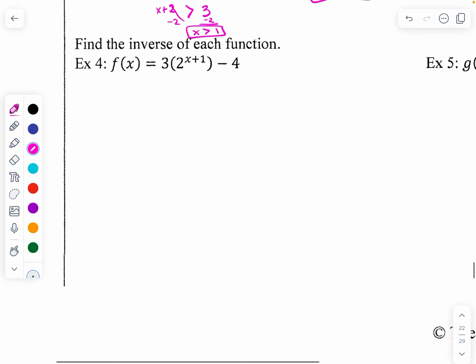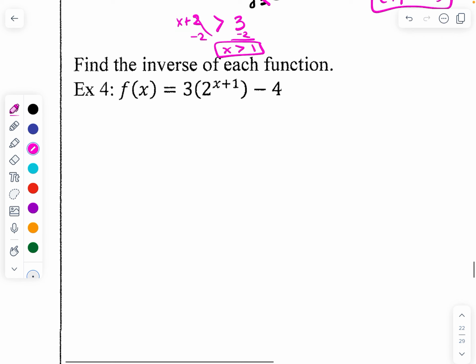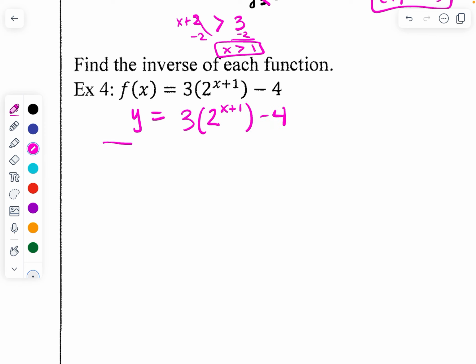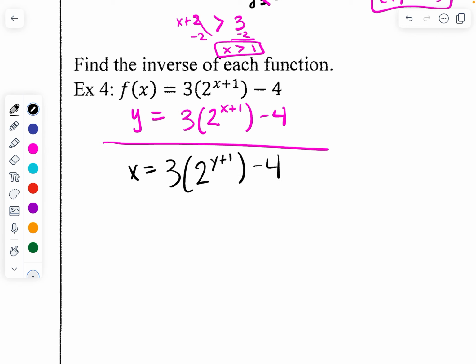Okay, let's talk about finding the inverses. So remember, the inverse is always the same 4 steps. Find your y, swap your y and your x. And now we're going to solve for y or get y alone.